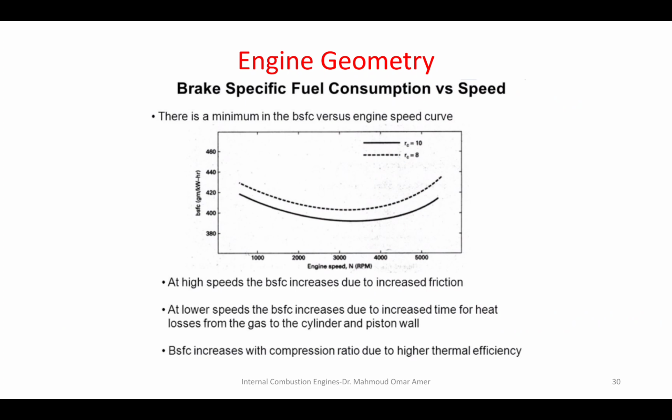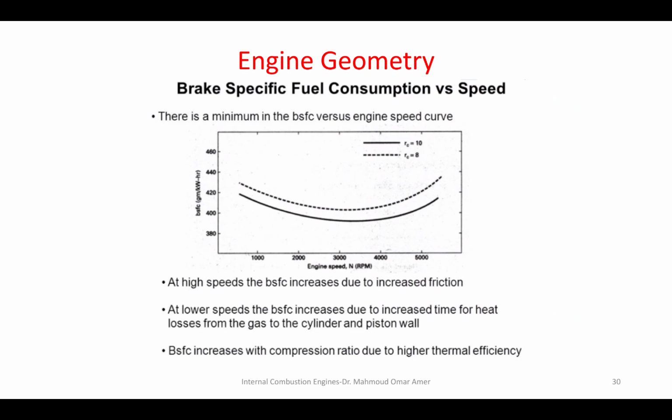So when you divide by a small number, the value is what? Is higher. So you get a higher brake specific fuel consumption at lower RPMs. When the power increases, it gets lower. Then the power decreases again, so the fuel consumption gets higher.